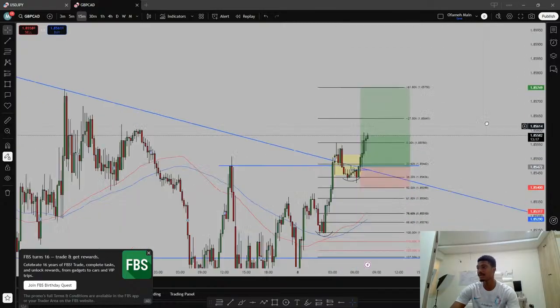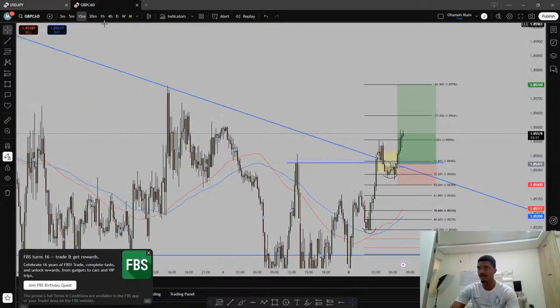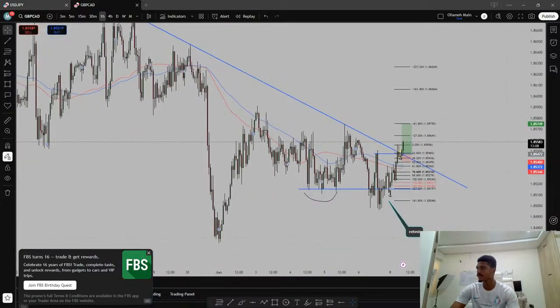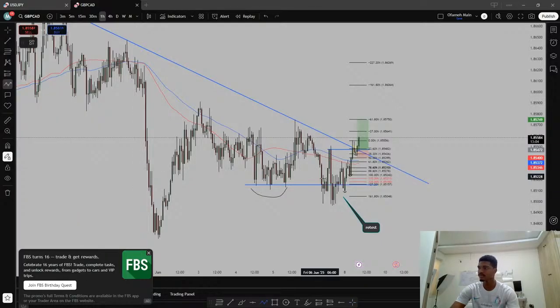I know there are people that do that, but I'm not that kind of person. So this is just a short-term move, right? But on a longer scale, you will need to see something like this, right? Then after that impulsive move, you see retracement, then that impulsive move.